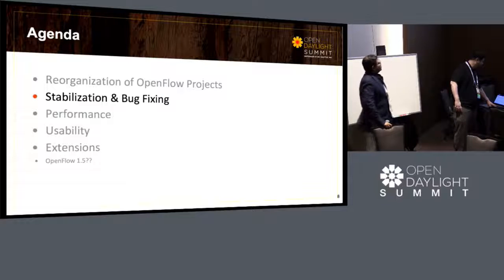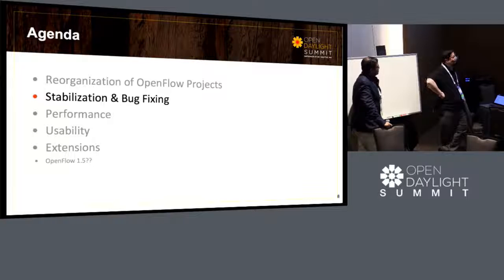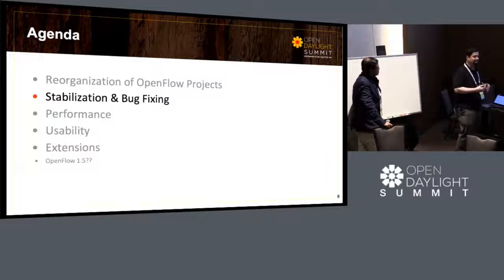The second item we had was stabilization and bug fixing. And yeah, there's nothing much to say. Just continue to fix the bugs during the Carbon release.